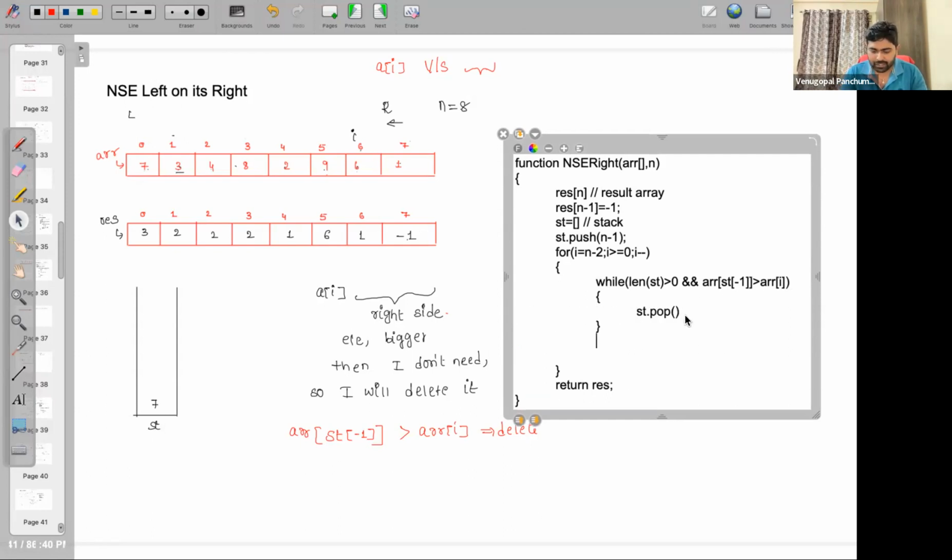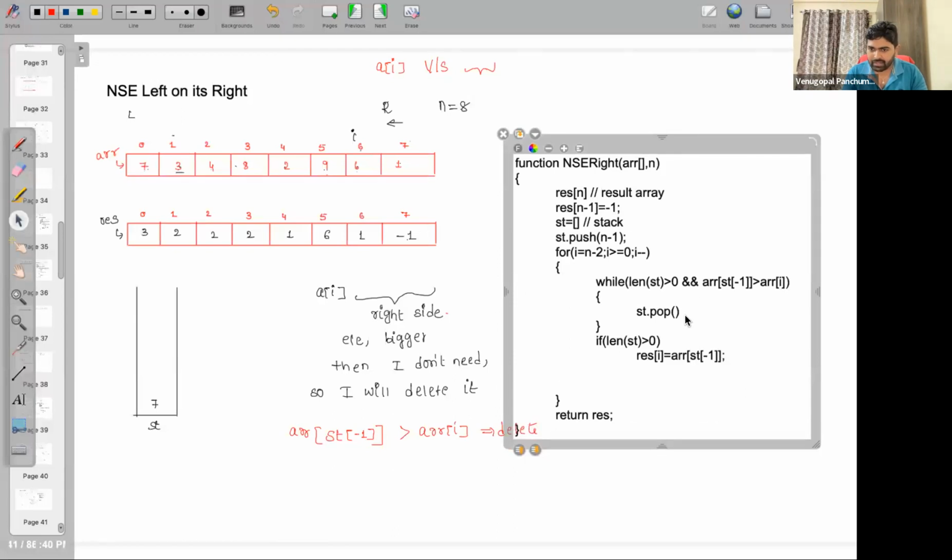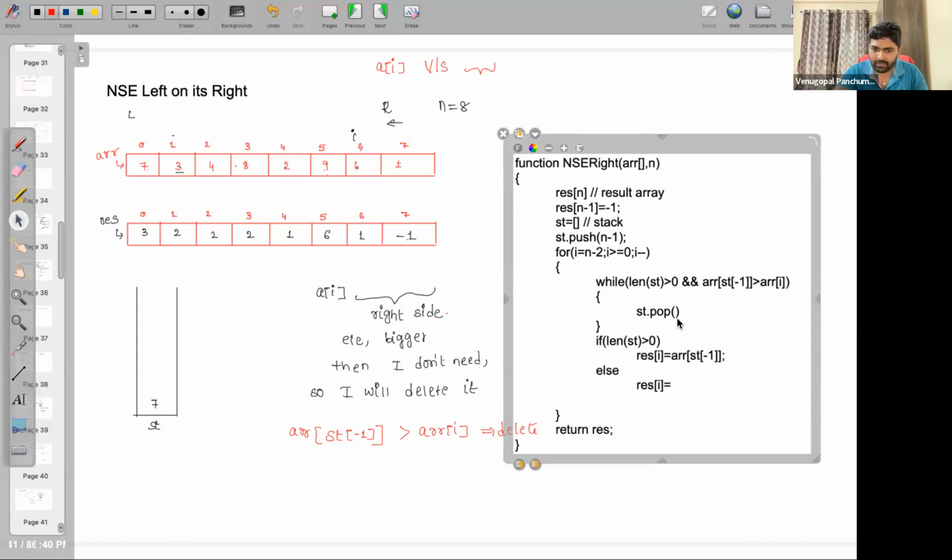Once this while loop is over, maybe I'll put the bracket so that there is no confusion. Then it is simple, friends. If length of st is greater than 0, then result of i is equal to arr of st of -1. Else, what should I write? Result of i, if stack is empty.